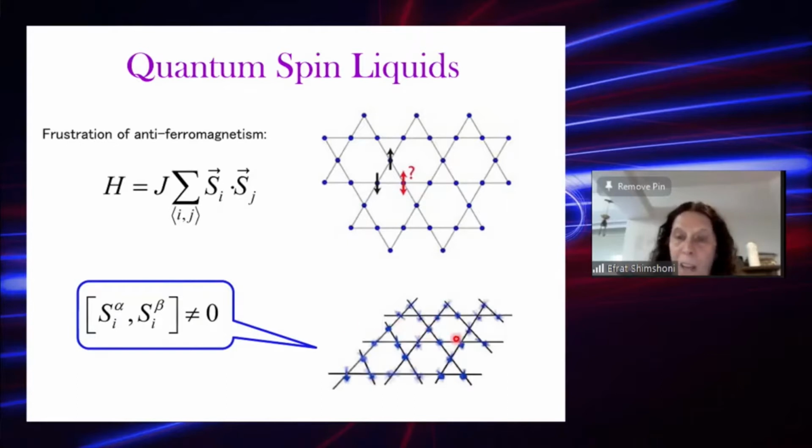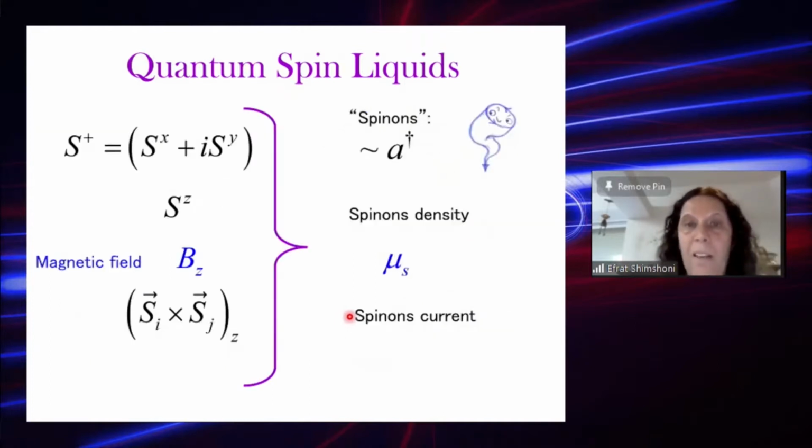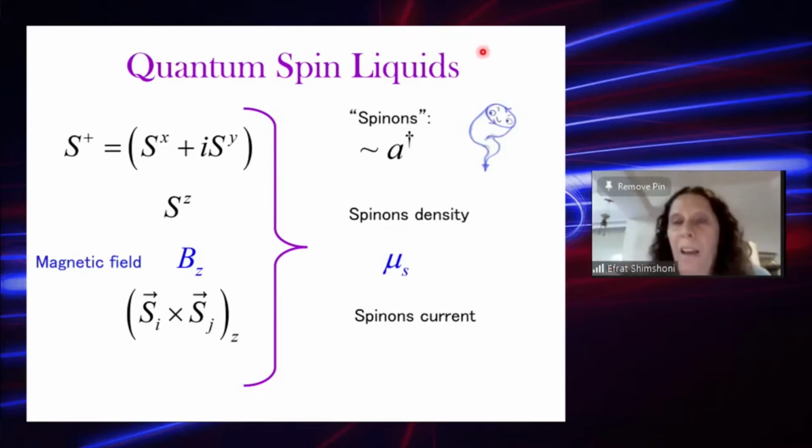You have some low energy excitations that can constantly flip the spin, and you can think of it as some kind of a liquid, and that suggests a particle description of some kind of itinerant particles, either bosons or fermions, that carry the spin degree of freedom.